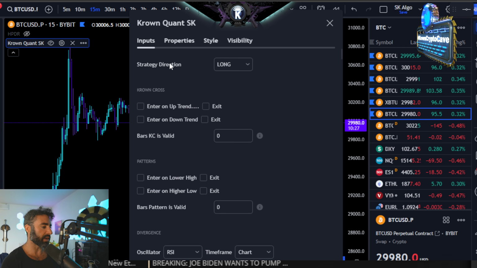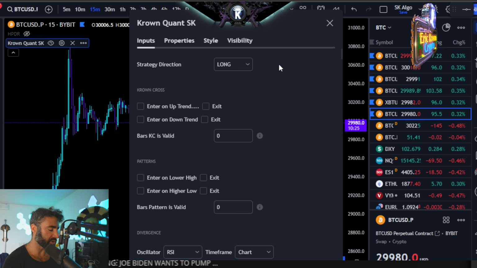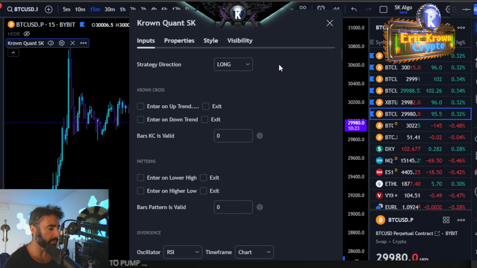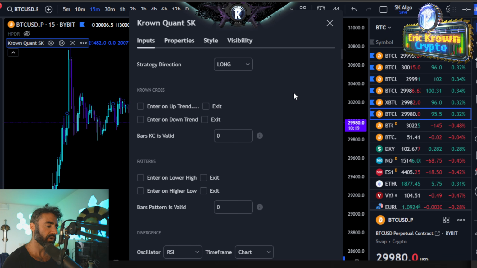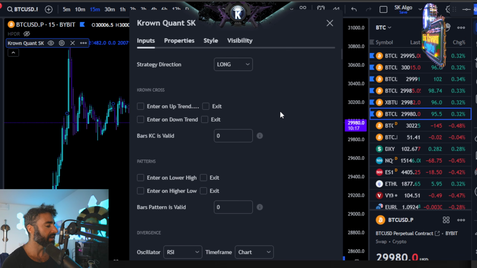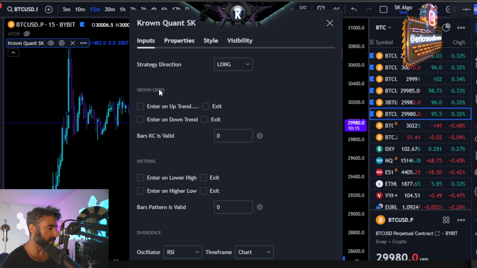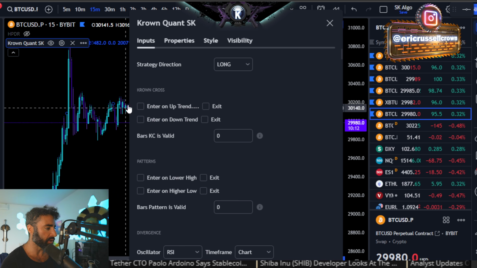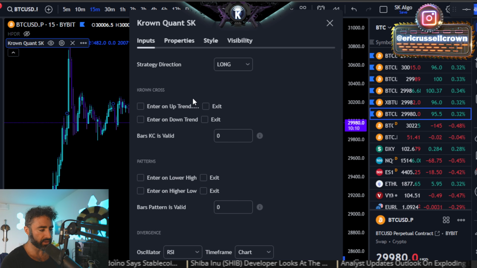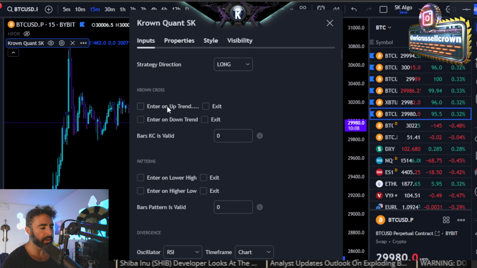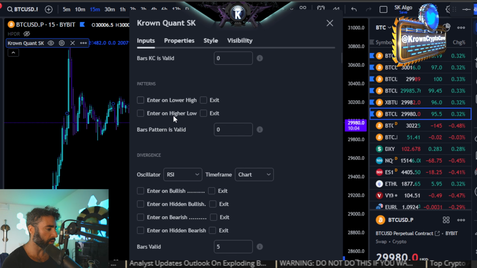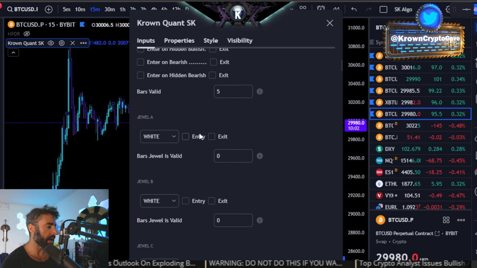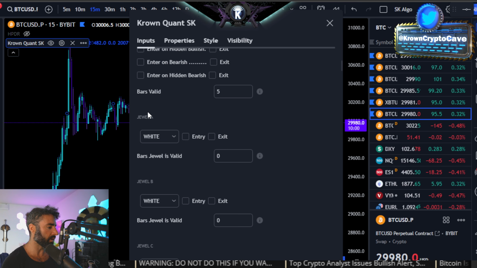So the strategy direction in this case, we're just going to be focusing on a long strategy. Keep it nice and simple. I mean, Bitcoin's been up on a nice 20% tear recently, so I suspect that this will hopefully be on the right side of things. Do I want to be using the Krown cross as an entry condition? Not to start off with. I might come back later and play with something like this, but not to start off with. We're not going to be using RSI or patterns on this one. I want to base this one off of the Jewel.